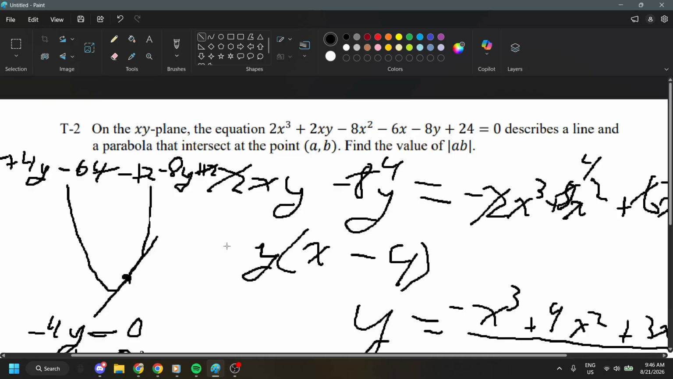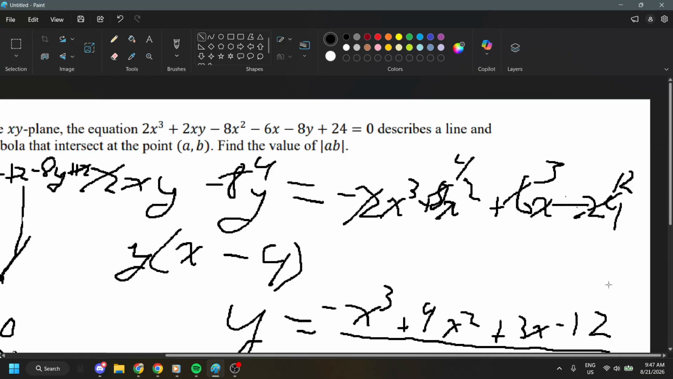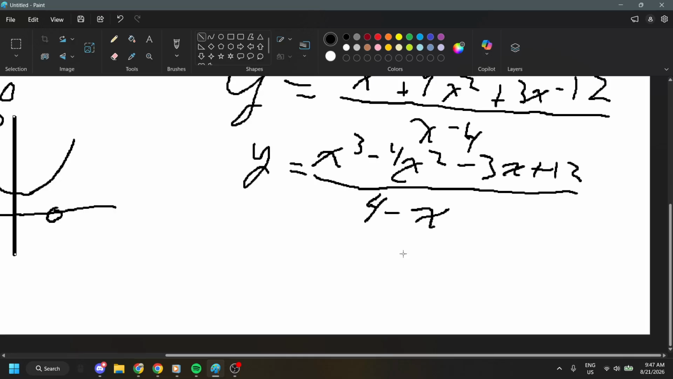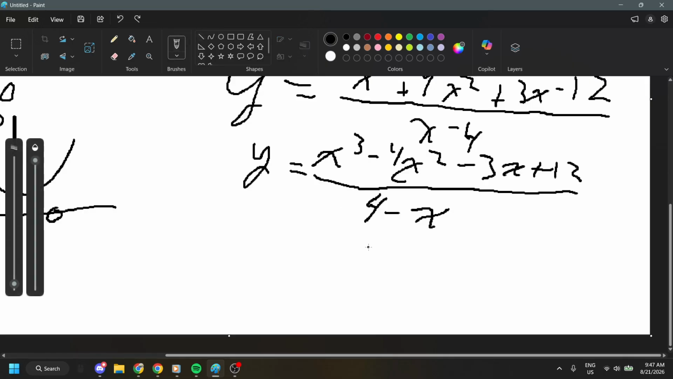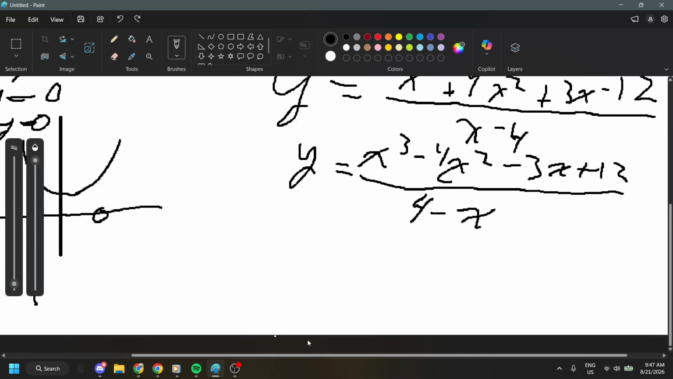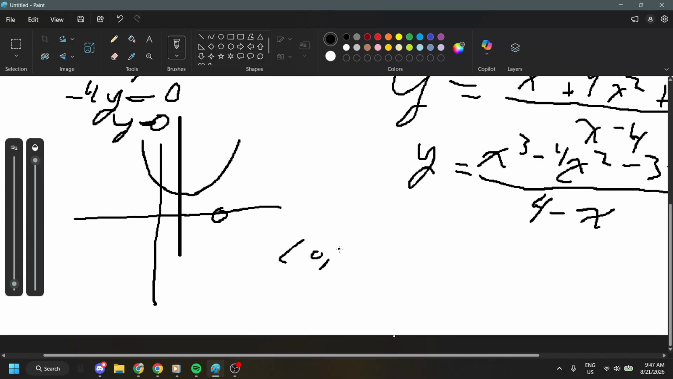Because you can have something where it's like y is equal to... why don't I put like 0 in here? 0 in here, I get 12 over 4. 12 over 4 is 3. So we have 0, 3.